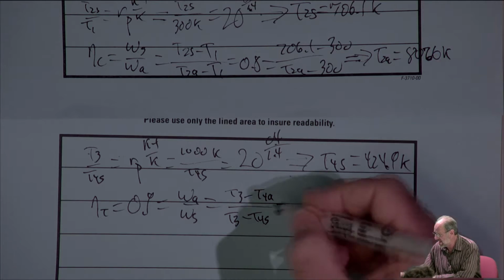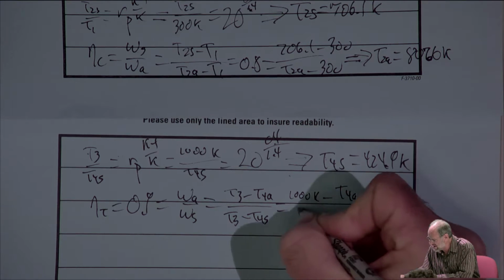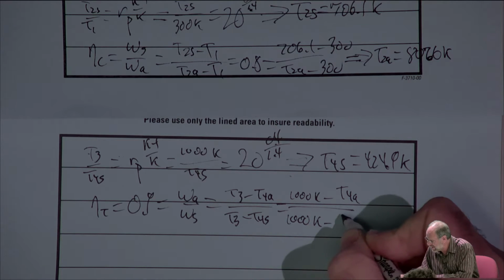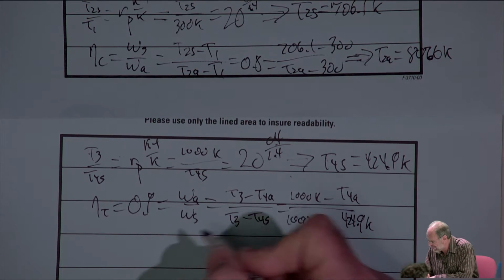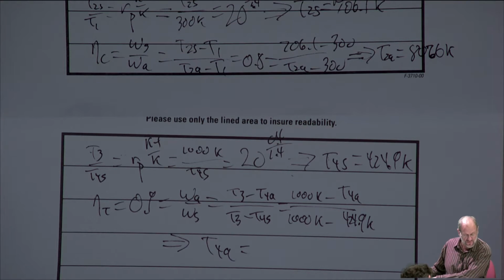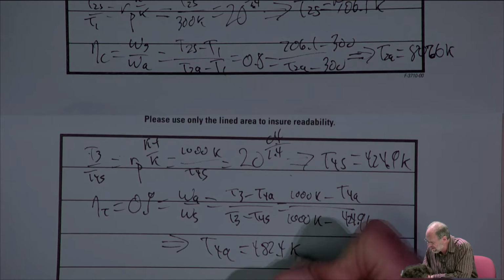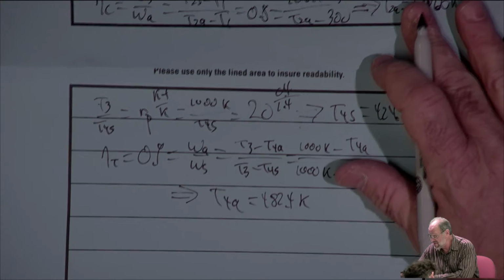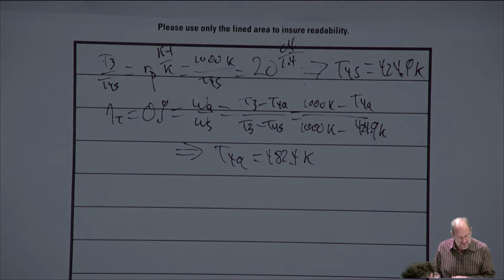So again, this is 0.9. T3 is known. T4 actual is the unknown. So just plug in all the numbers that we have, and we solve for the actual temperature leaving that turbine. And we get 482.4 Kelvin. So now we have all of our temperatures, and once we have all of our temperatures, there's really not a whole lot more to do but just apply those to the appropriate equations.